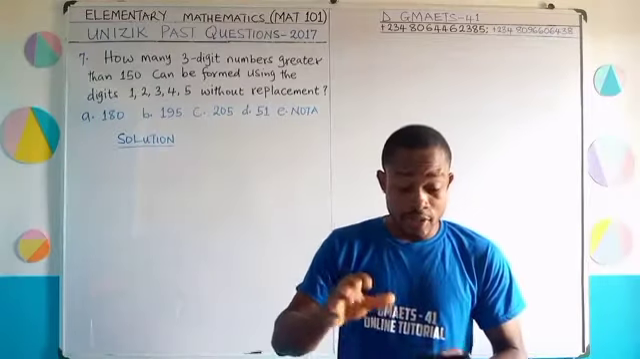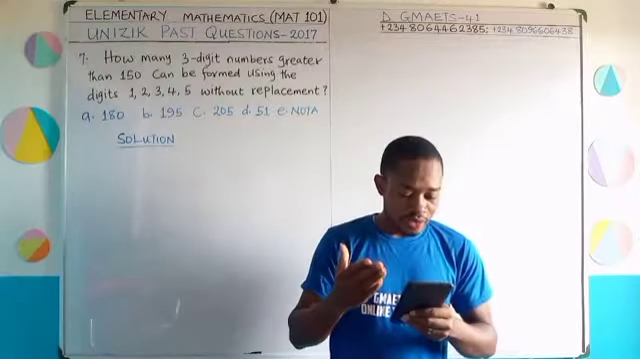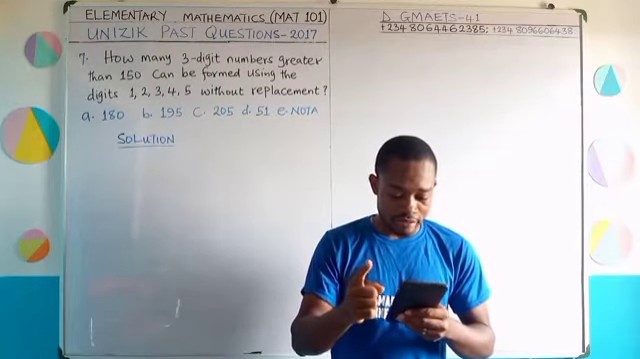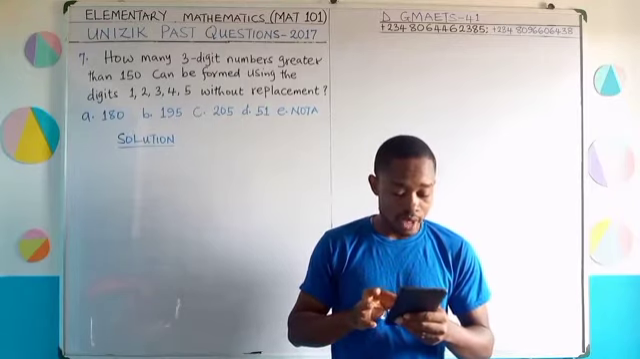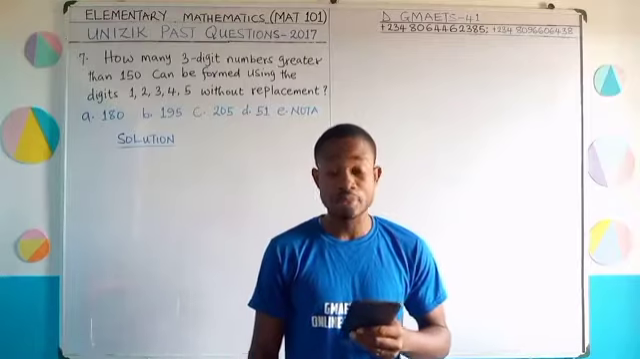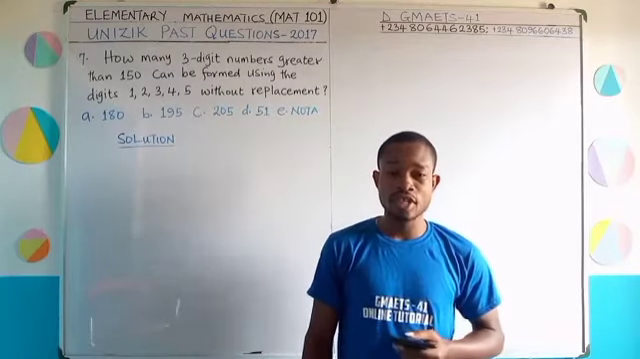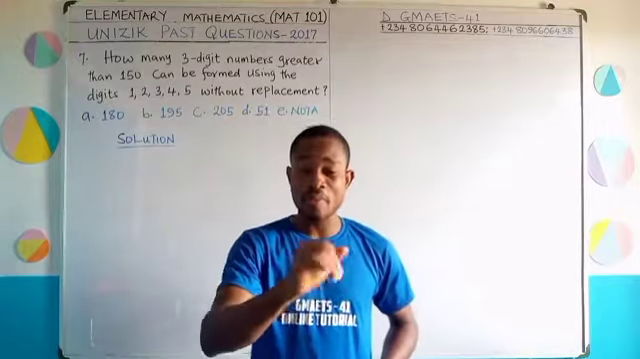Now we're going to solve the seventh question of this past question, and it reads: how many three-digit numbers greater than 150 can be formed using the digits 1, 2, 3, 4, 5 without replacement? Option A 180, option B 195, option C 205, option D 51, option E none. Now this problem is extracted from permutation, okay?